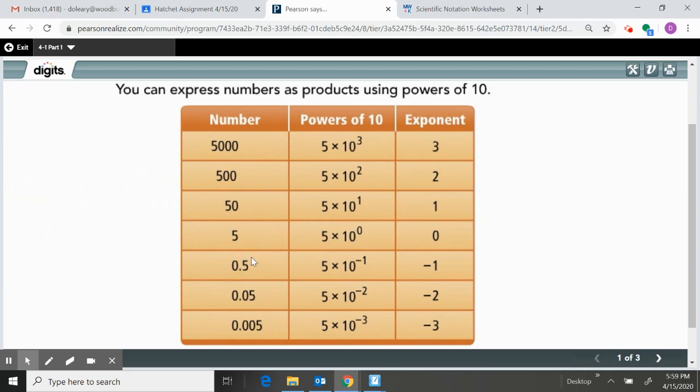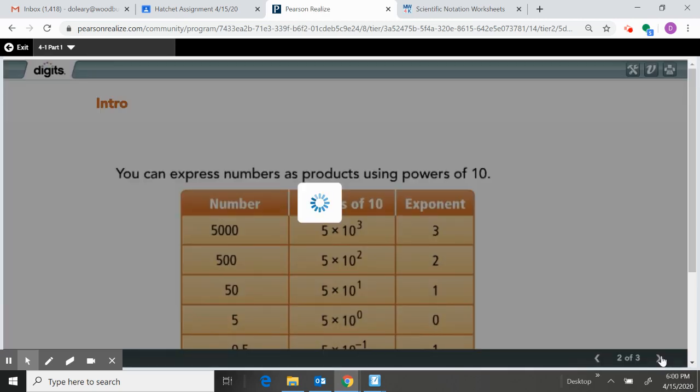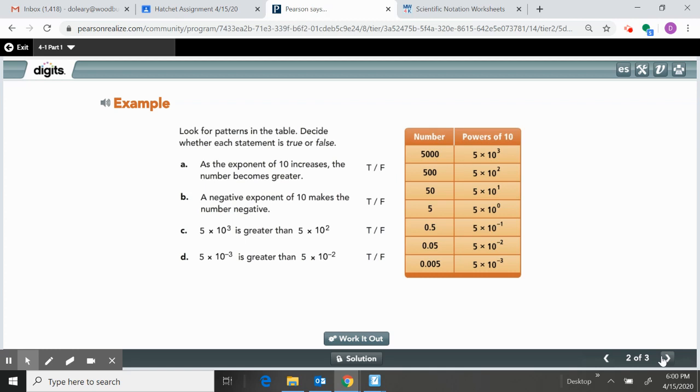But I want you to notice this. 0.5, there's one decimal place. Your exponent is negative 1. 0.05, 2 decimal places. Your exponent is negative 2. 0.005, negative 3 exponent. Notice there's 3 decimal places taken. So a negative exponent does not necessarily mean a negative answer. And here you can see there are no negative answers. So hopefully that's clear. Let's look at the next page, which asks you these questions, whether they're true or false.